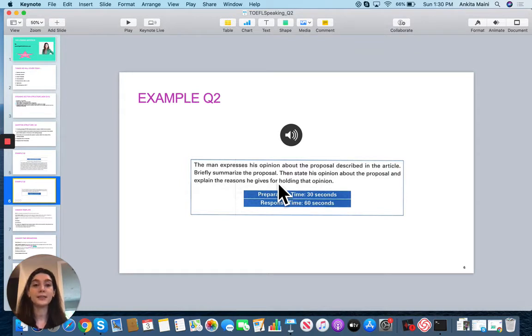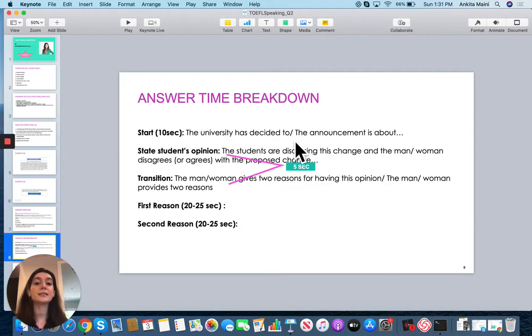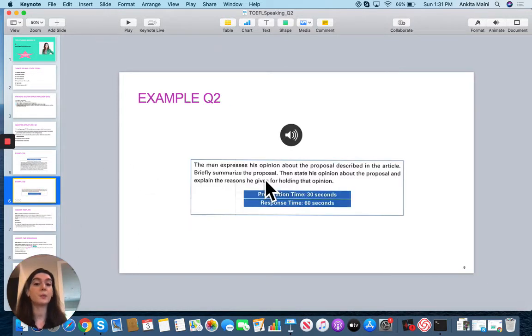But usually this question will start by saying, what is man's opinion about this? And state his opinion and explain the reasons he gives for holding that opinion. In that case, you can just say the university has decided to add computer classes in the evening. The man doesn't think it's a good idea, right? So you don't have to go into why the university has decided to make that change. But in this question, because it said briefly summarize the proposal, I want to briefly tell why university has decided to make that change.